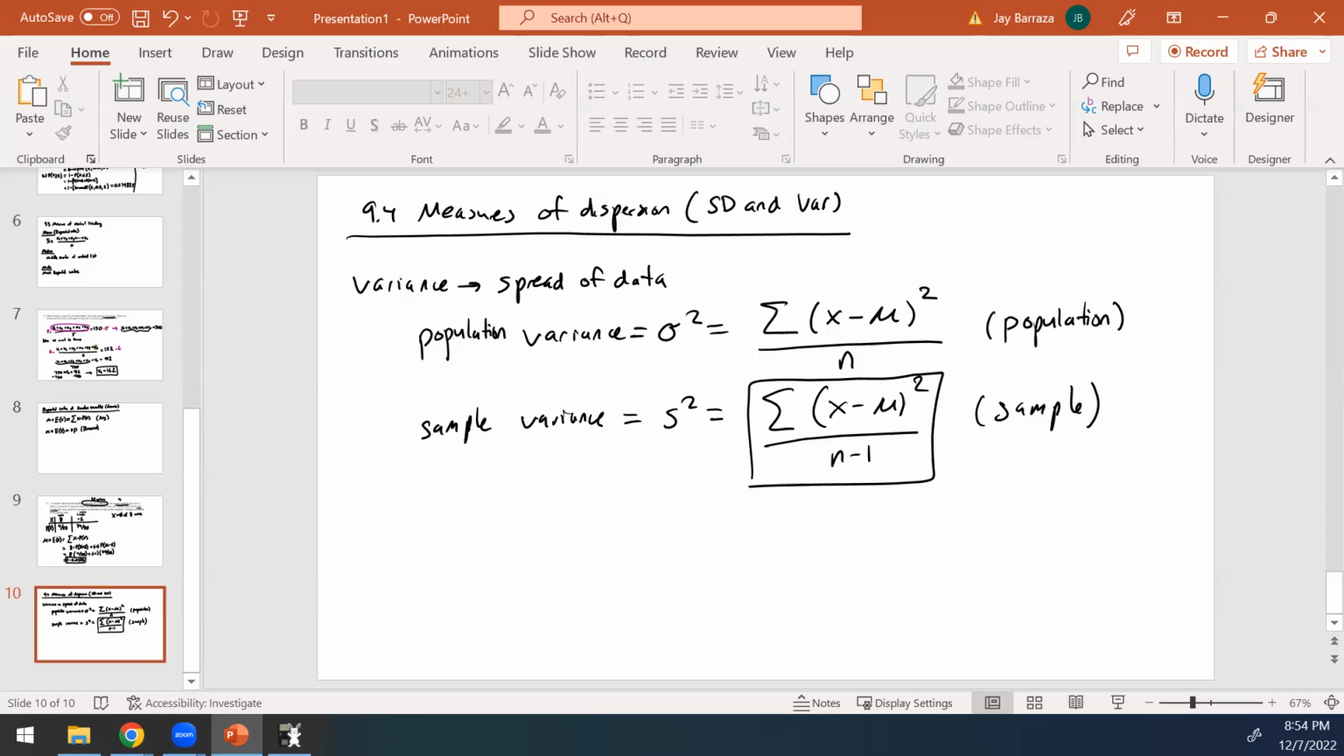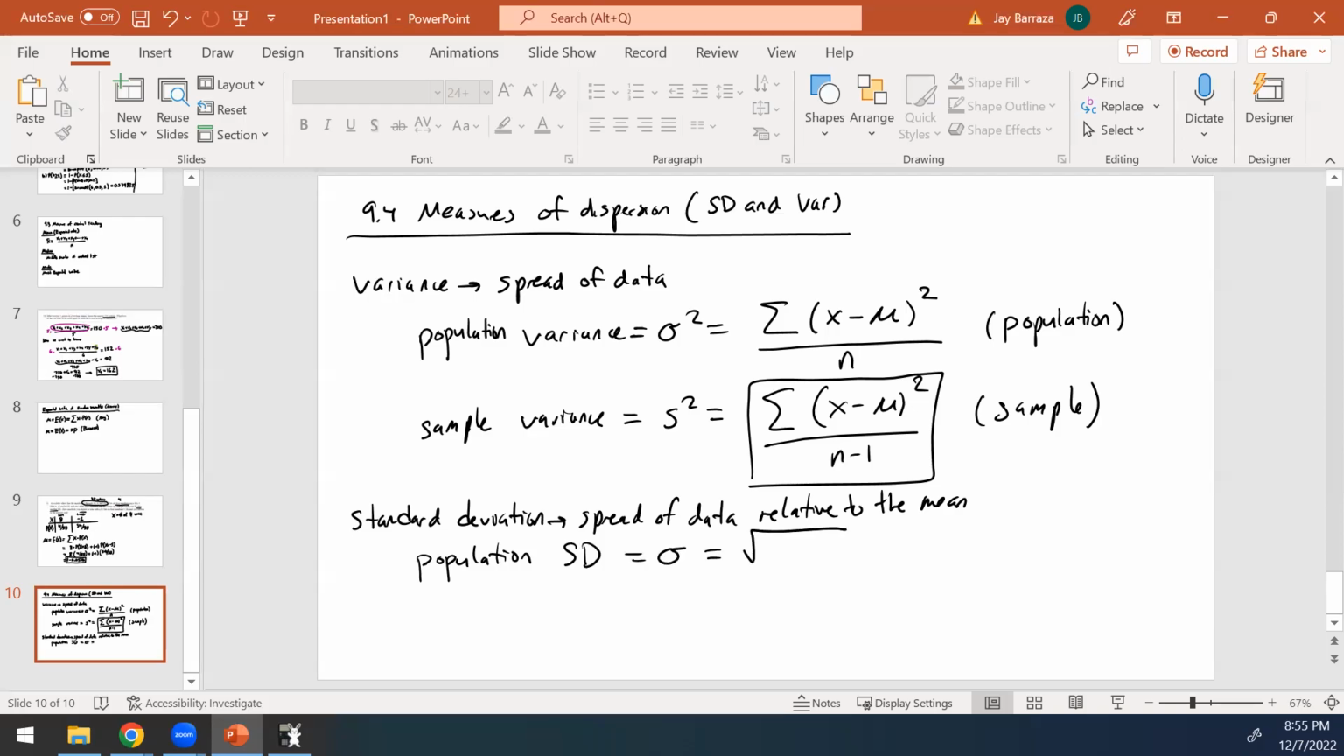Now, I did show you how to do this in the calculator, and I'll show you again in a moment with an example. But now if you want the standard deviation, the standard deviation is the spread of data relative to the mean. The variance has no relationship to the mean, whereas the standard deviation is built off of the mean. Okay. And so the population standard deviation, which I abbreviate as SD, is equal to sigma, which is equal to the square root of the variance.